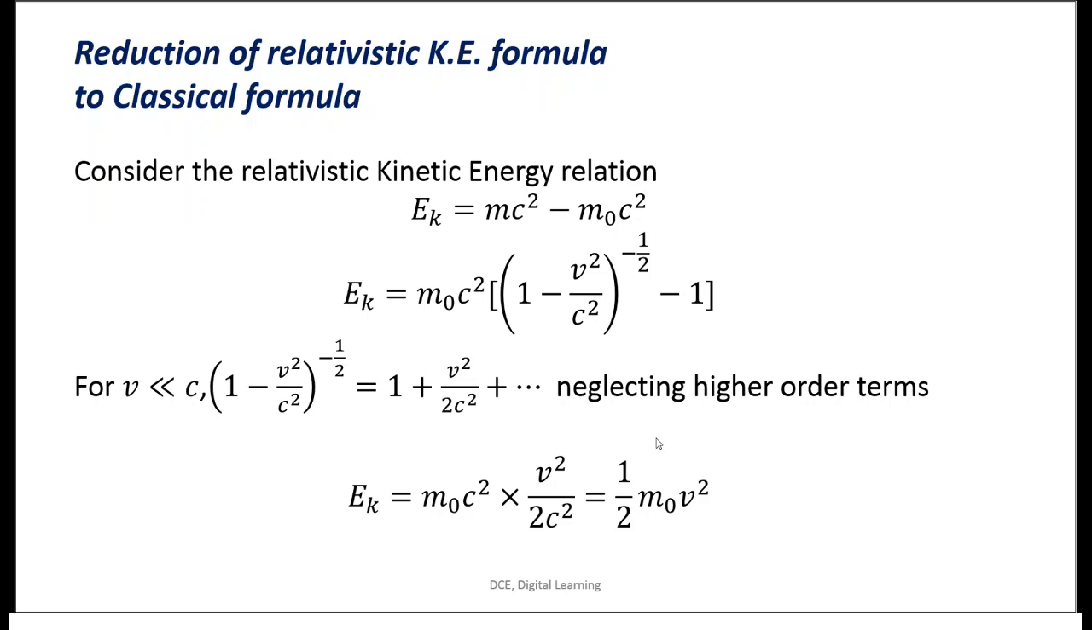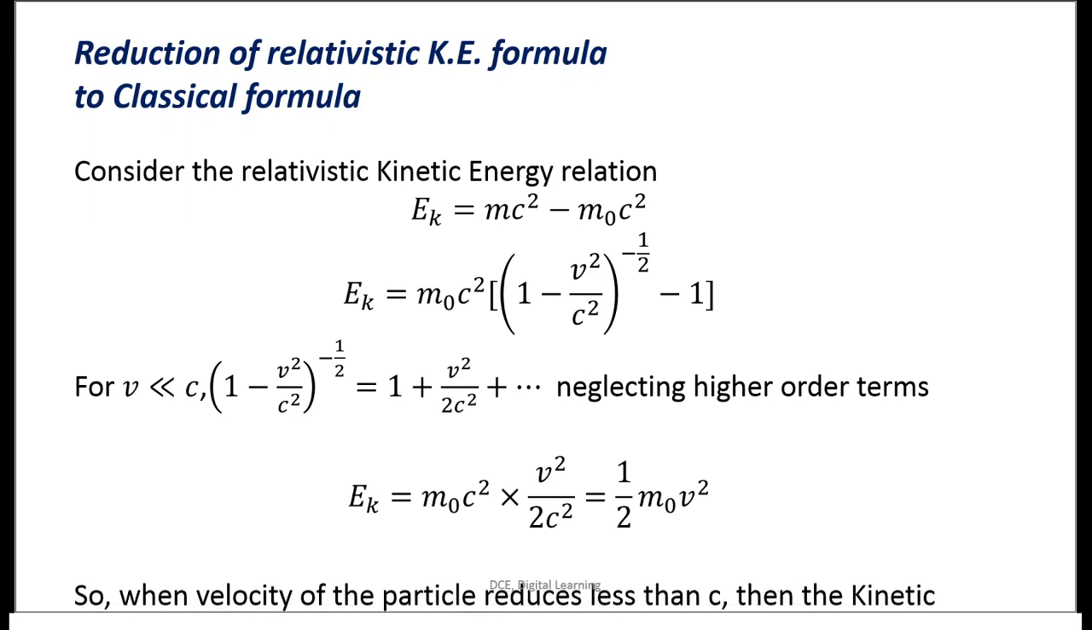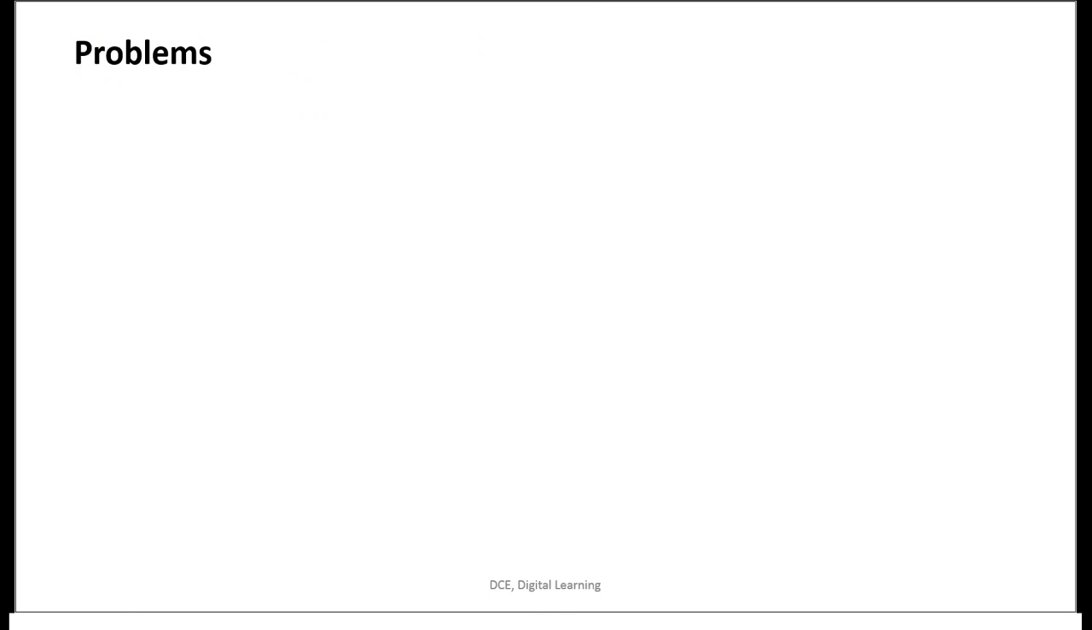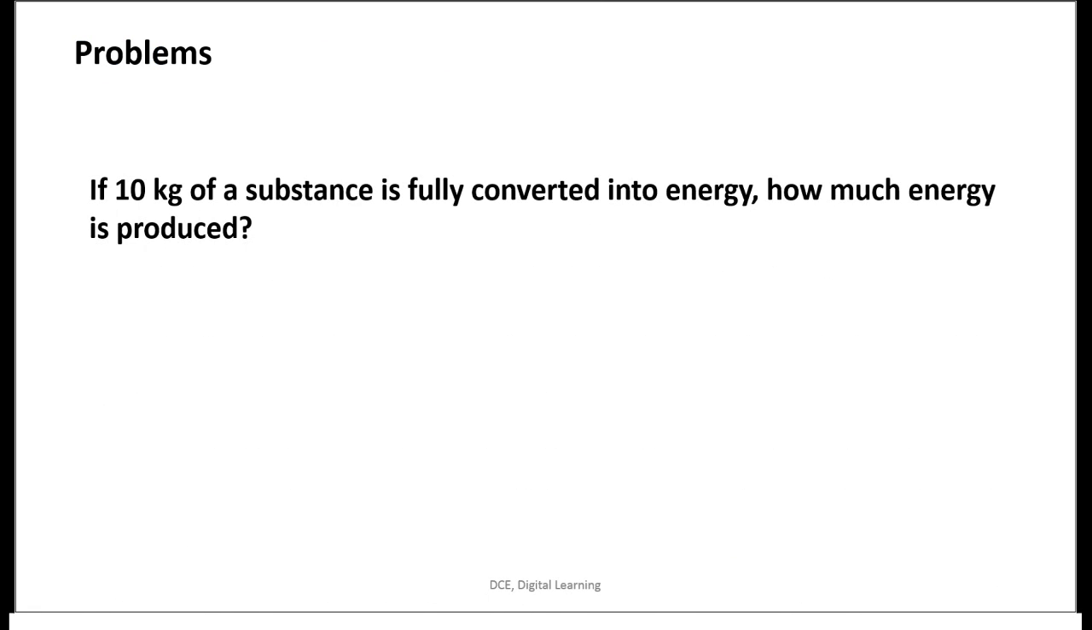So whenever the particle velocity is very much less compared to the velocity of light, we get the classical equation for kinetic energy. So when the velocity of the particle is much less than c, the kinetic energy of the particle reduces to the classical value. So let us see some problems here.